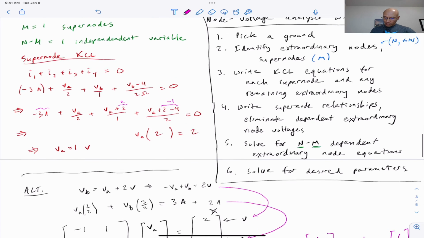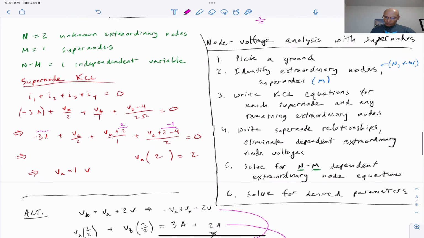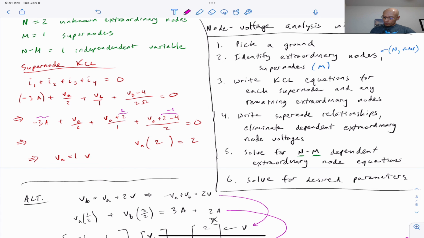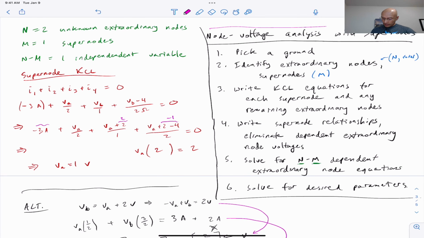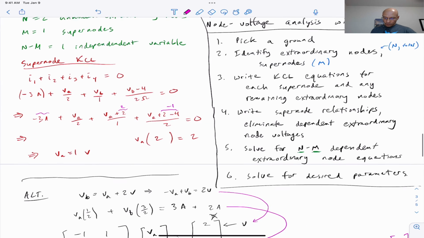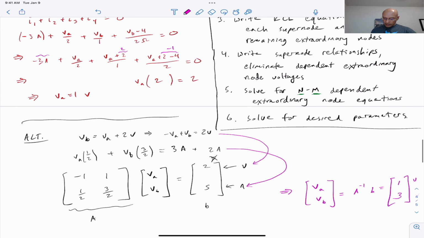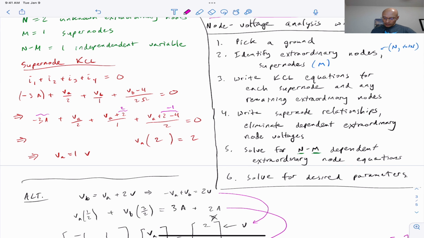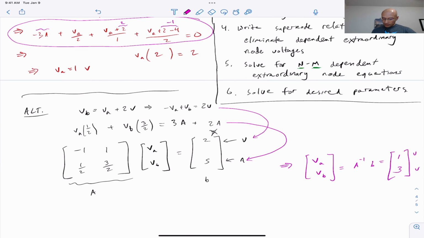So now I've shown you two approaches, one using this sort of more formal node voltage analysis technique, and then an alternate approach that really treated the KCL equation for the supernode and the supernode voltage equation on equal footing, and then instead of having one equation and one unknown, as in the previous case, we had two equations and two unknowns, and then we just solved for them using linear algebra.